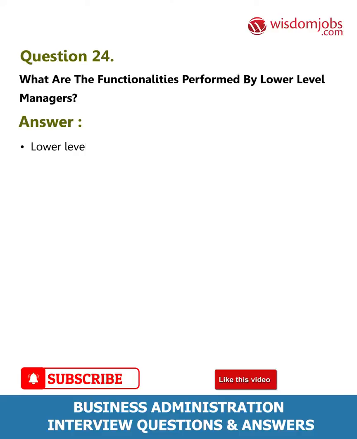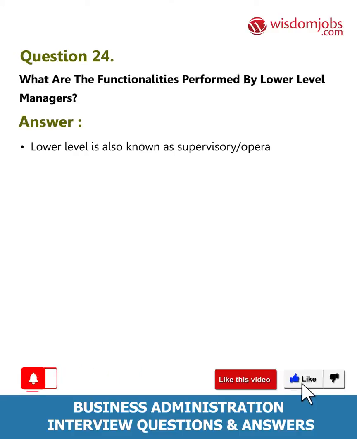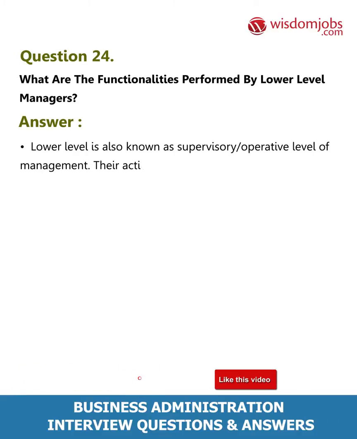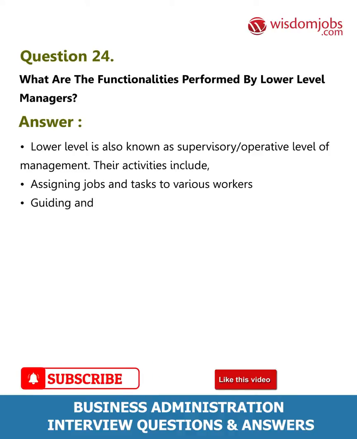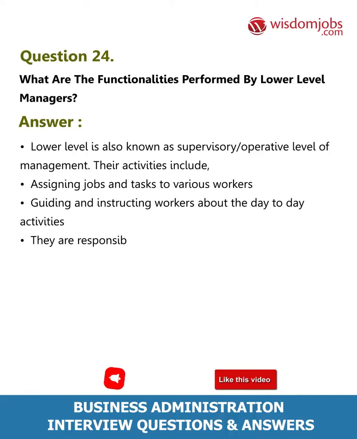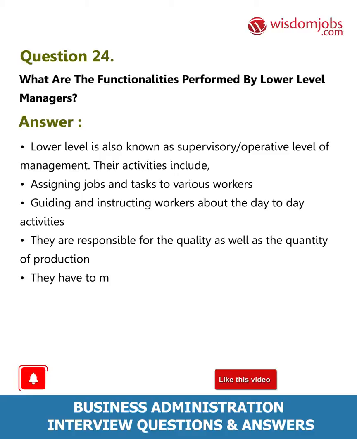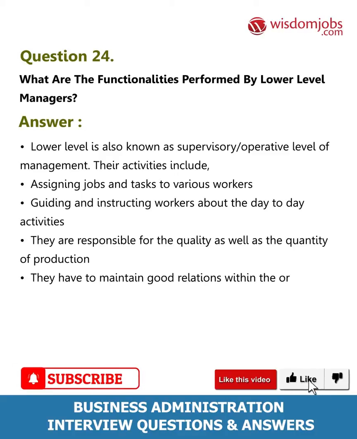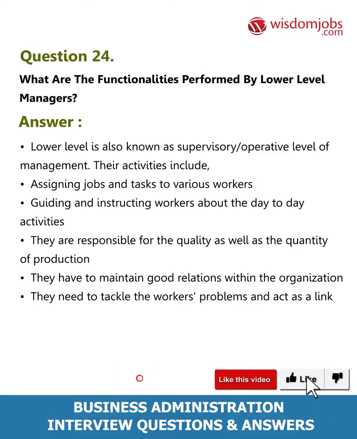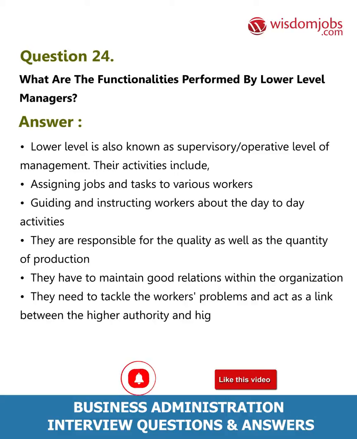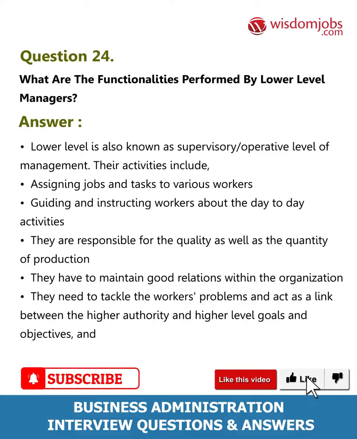Question 24. What are the functionalities performed by lower-level managers? Answer. Lower level is also known as supervisory/operative level of management. Their activities include assigning jobs and tasks to various workers, guiding and instructing workers about the day-to-day activities. They are responsible for the quality as well as the quantity of production. They have to maintain good relations within the organization. They need to tackle the workers' problems and act as a link between the higher authority and higher level goals and objectives and the workers.